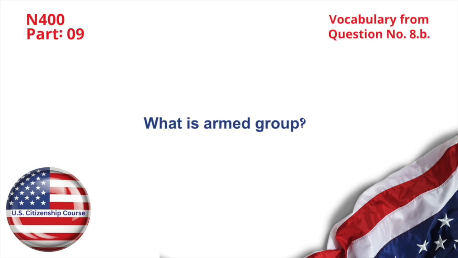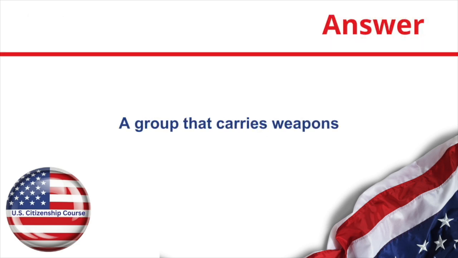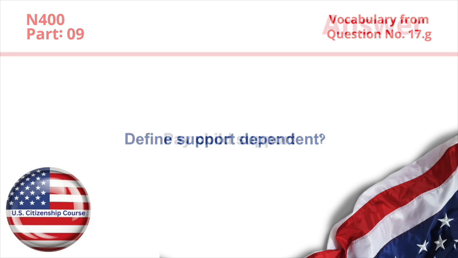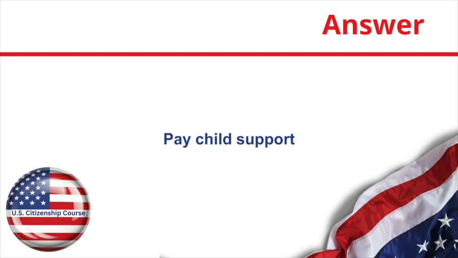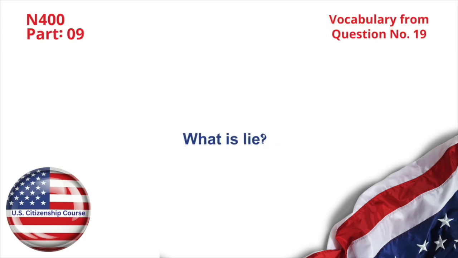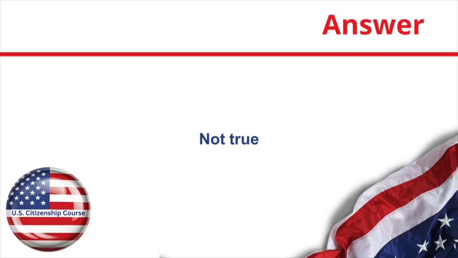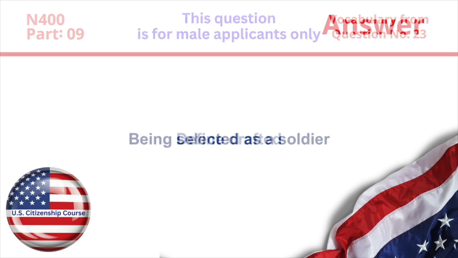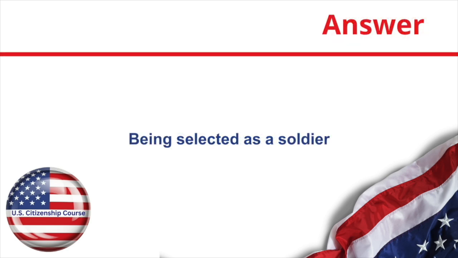What is armed group? A group that carries weapons. Define support dependent. Paid child support. What is lie? Not true. Define drafted. Being selected as a soldier.